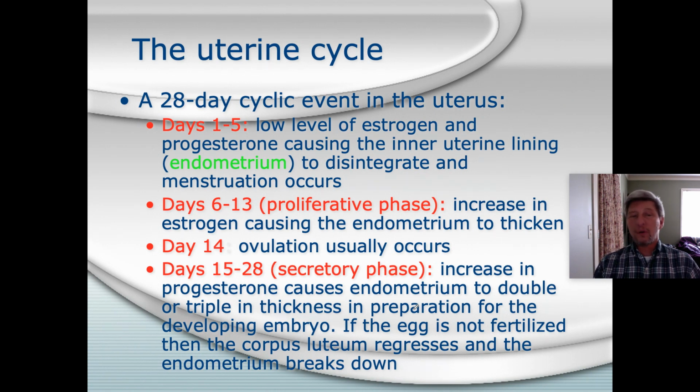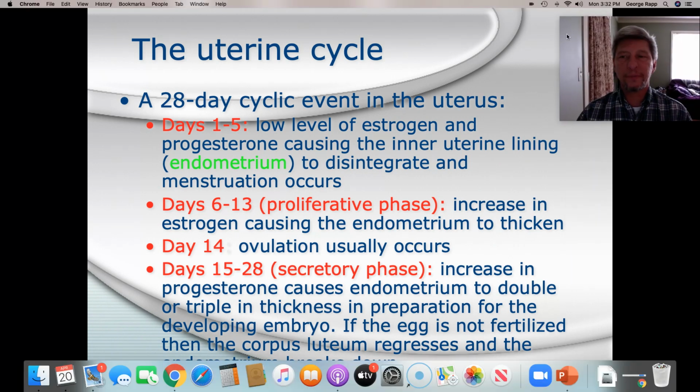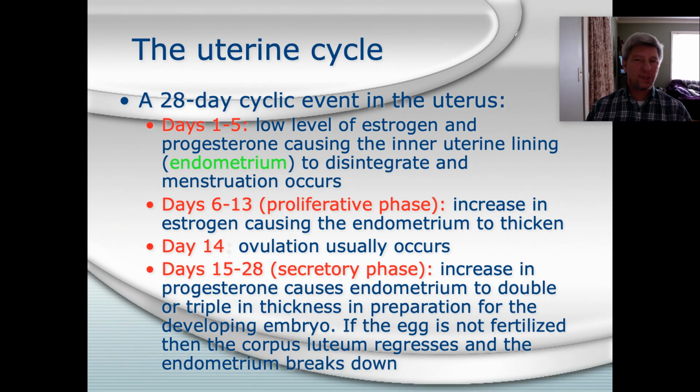Now, the uterine cycle is also a 28-day cycle. It runs right along the same time frame. It's synchronous with the ovarian cycle. In days 1 through 5, there's a very low level of estrogen and progesterone, which causes the inner uterine lining or the endometrium to break down. It disintegrates, and it's shed out through the vagina. This is what we call a woman's period.